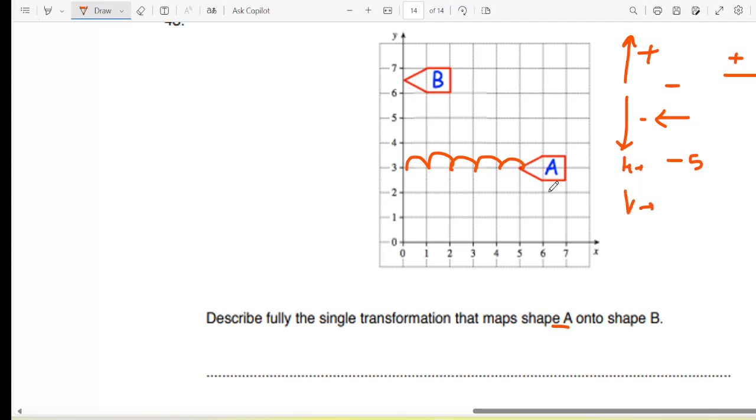Then vertically, if I go 1, 2, 3, that is 3. Because I'm going upward, it would be positive. So we write horizontal first and then vertical and then put brackets. So this is my translation vector.